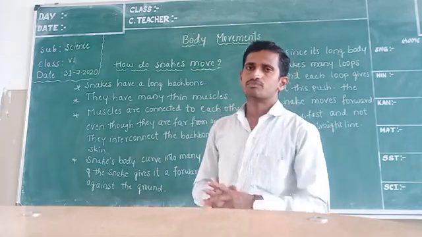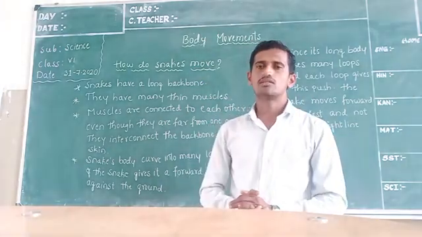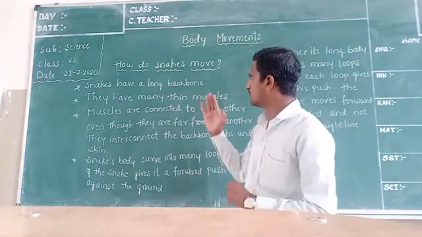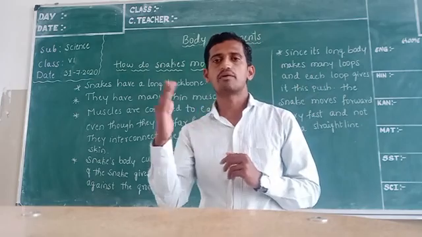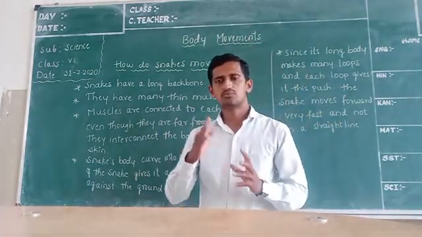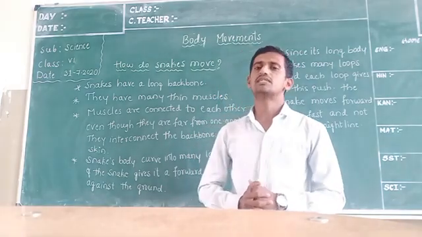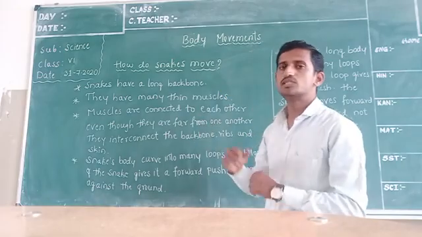The body of a snake is made up of a long backbone. There is one long backbone present in the snake, and its body also has many thin muscles. So many thin muscles are present in its body.